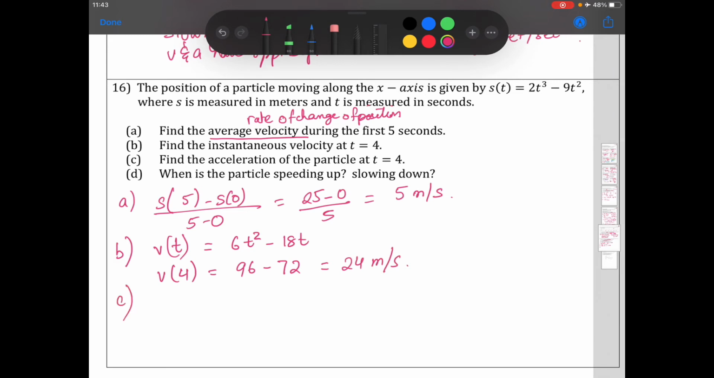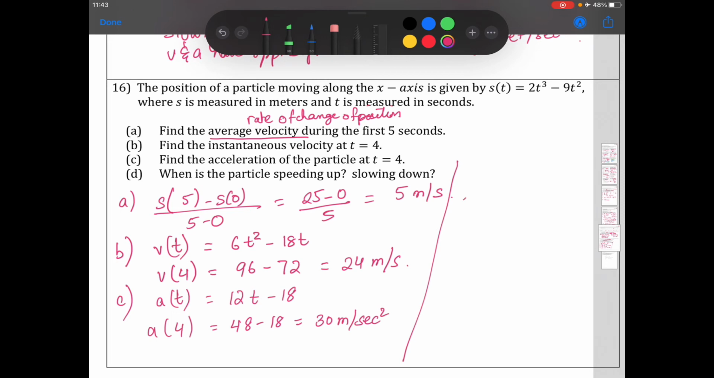Find the acceleration of the particle at t equals 4. Very similar thing. First I need to find my acceleration, which would be 12t minus 18. Find a of 4, which would be 12 times 4 is 48 minus 18, which is 30 meters per second squared. And part D, when is the particle speeding up and slowing down?